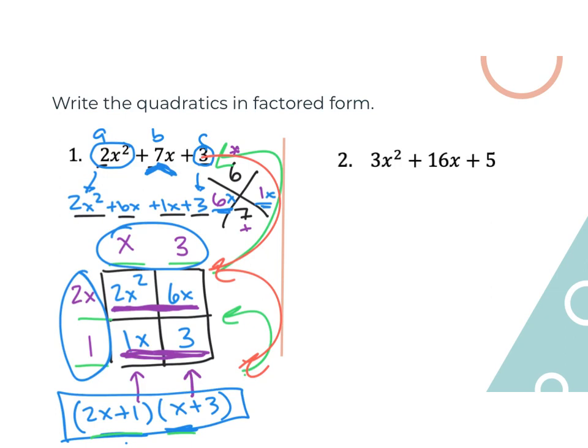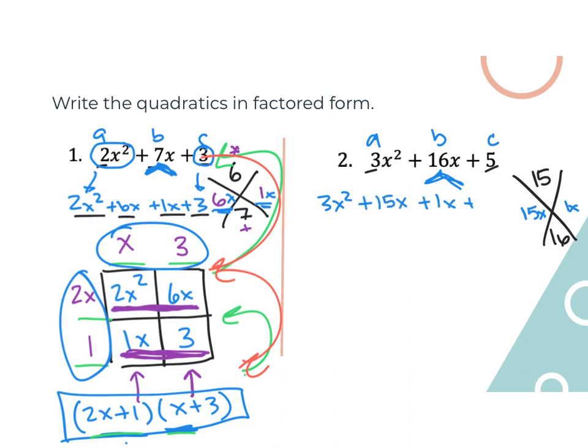Okay, again, the first thing that I'm going to do, let's identify our A, B, and C. I've got an A of 3, a B of 16, and a C of 5. So in my factor X, I've got 3 times 5, which is 15, and the bottom is 16. So two numbers that multiply to 15 and add to 16 are 15 and 1. Okay, now remember, these two things are going to get x's on them, and they're going to split that 16 apart. So you've got 3x squared plus 15x plus 1x plus 5. And those are the things that are going to fill in your box.